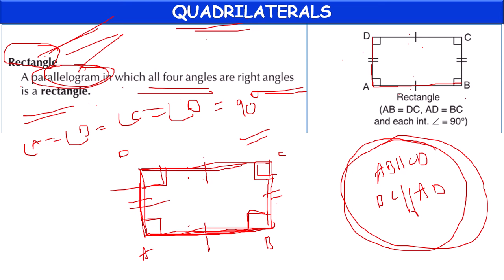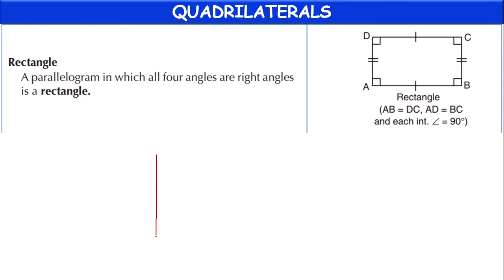If all angles are right angles and opposite sides are parallel, then indirectly opposite sides will also become equal. Because what is the meaning of parallel, children? When these two lines are said to be parallel, the distance at any place between the parallel lines is equal.